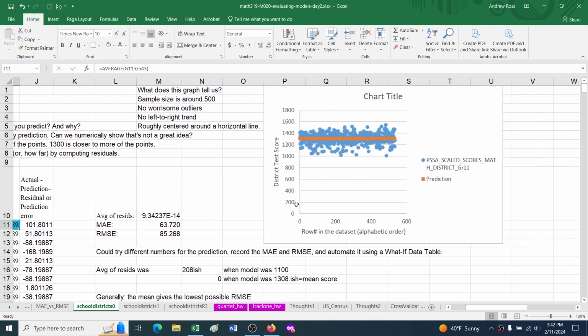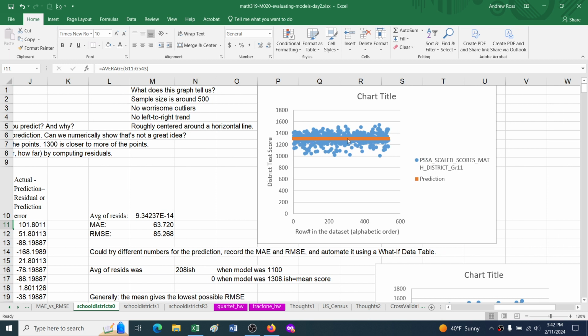And we could say that's equivalent to using a horizontal straight line. Here it's against the row number in the data set, but it could be against any x variable. If our prediction is always the same, we're just going to get a horizontal line. And we were getting a root mean squared error there for that prediction of about 85.